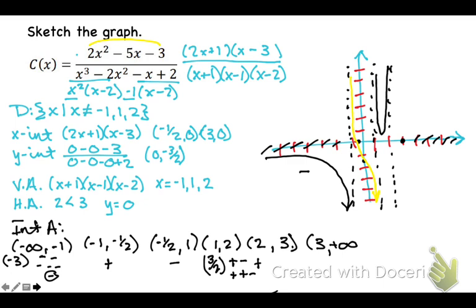And then we have 5/2 in between 2 and 3. So I have positive, negative, positive, positive, positive. So it's going to be negative here. So that means this one has to be positive. So the graph will come up through here and down and come back to this asymptote.